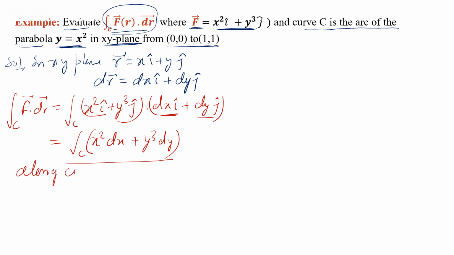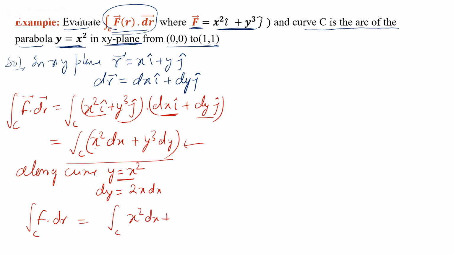The given curve is what? y is equal to x square. So here we can say dy is equal to 2x dx if we take the derivative here. Now if we put that in that integral, we write f dot dr, that is, in the place of x square dx plus y, we write x square whole cube, and in the place of dy we write 2x dx.